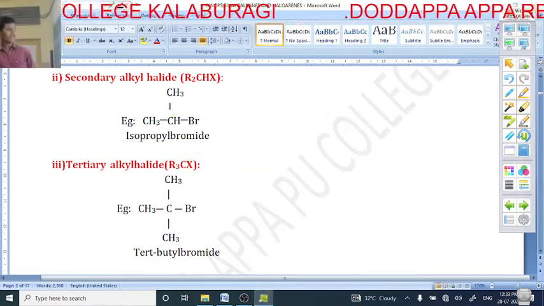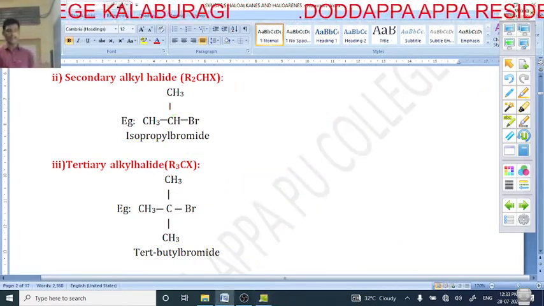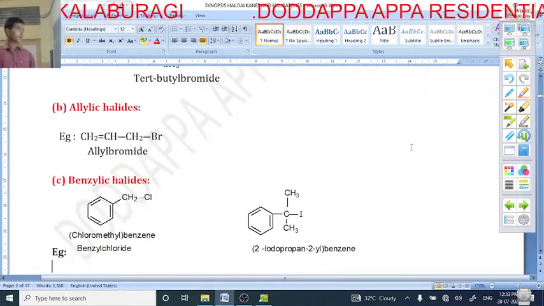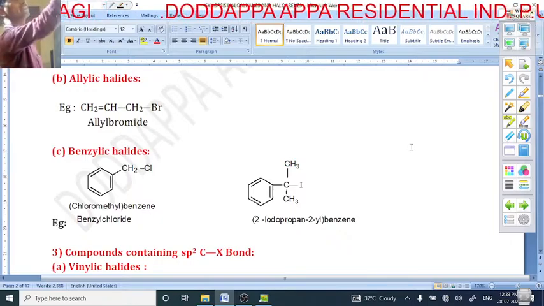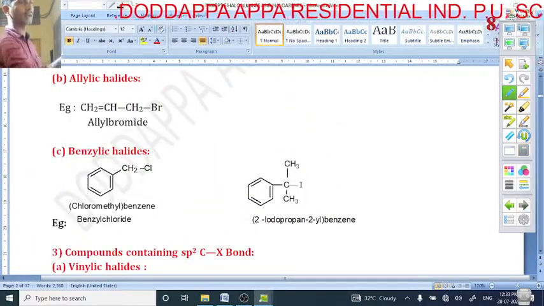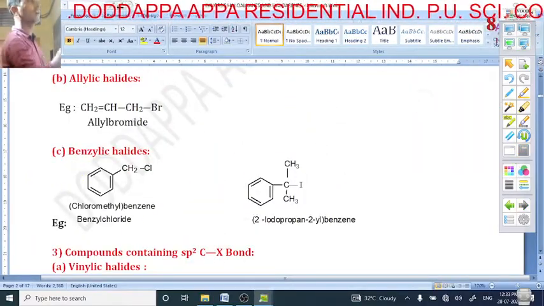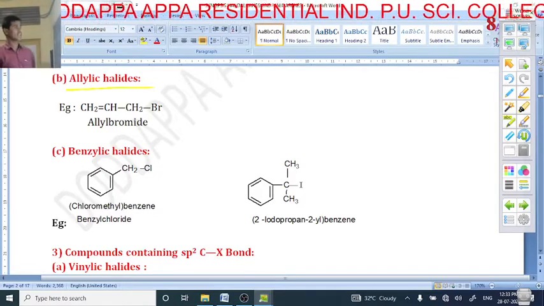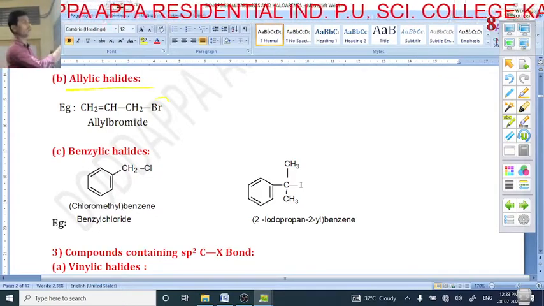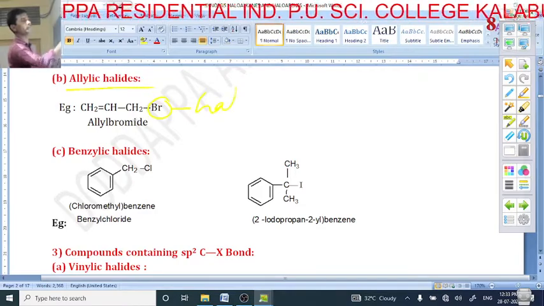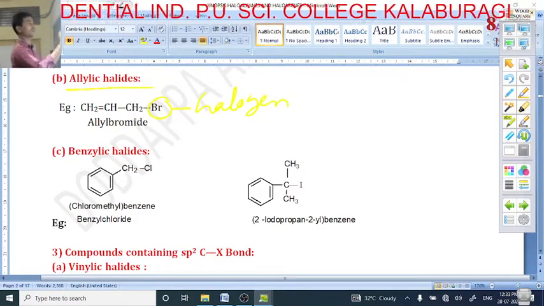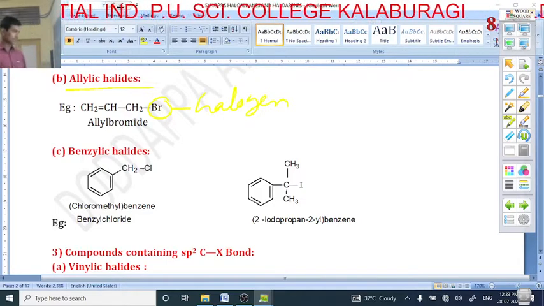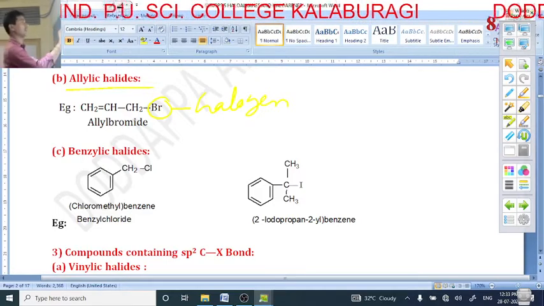The next is the compound containing sp2. One more example I can discuss is allylic halide. What is this allylic halide? Here Br is the halogen. The halogen is attached to what? Anybody? This is the sp3 carbon.